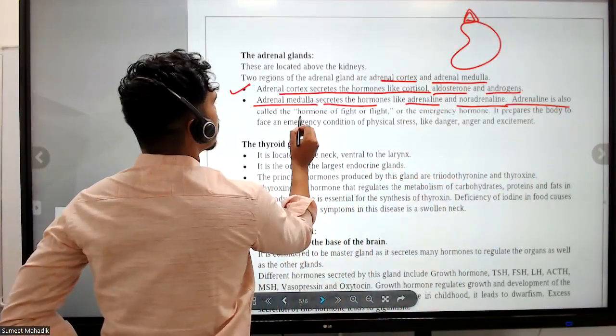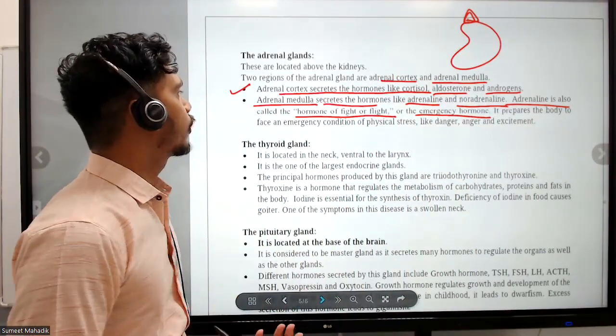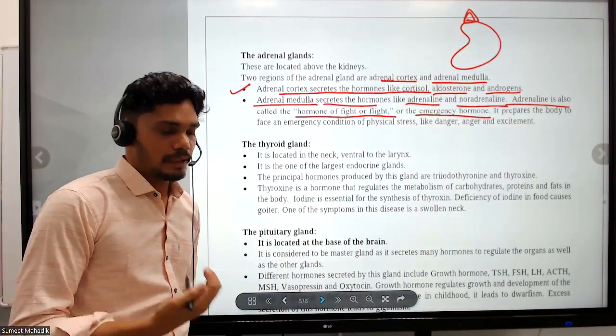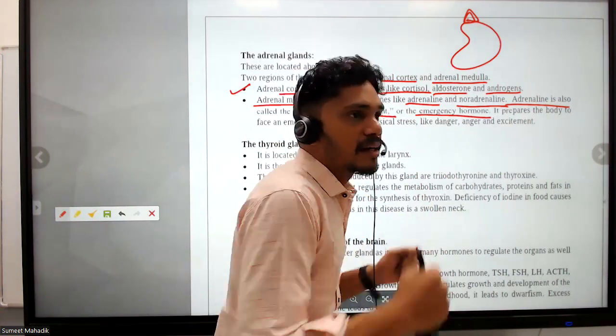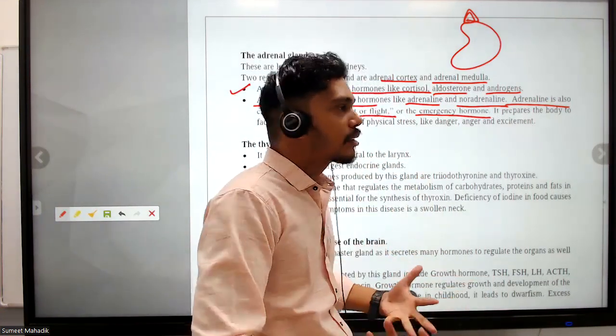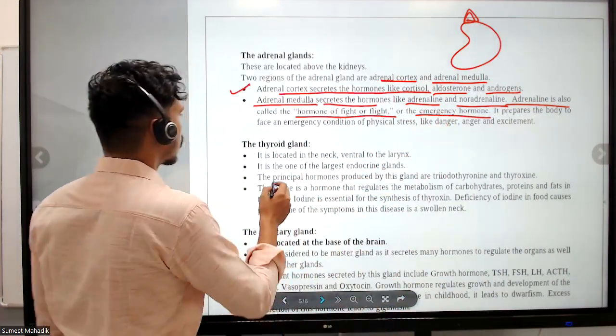Adrenaline is also called the hormone of fight or flight, the emergency hormone. Why? It prepares the body to face an emergency condition. If I'm just walking on a road and suddenly I see a dog, I will be running. So who takes the decision? Who gives that sense of emergency? That is called adrenaline.